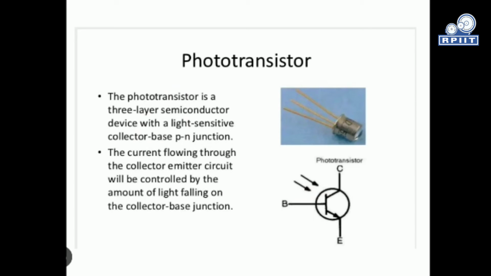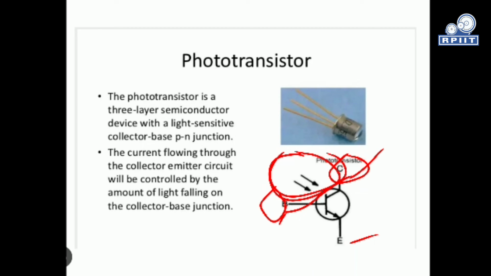Phototransistor. A phototransistor is nothing but a 3-layer semiconductor device with a light sensitive collector-base PN junction. You can see over here there are 3 terminals: collector, emitter and base. The base and collector terminals form the collector-base PN junction. Light falls on this base and collector junction, and the current flowing through the collector and emitter circuit is controlled by the amount of light falling on the collector and base junction.